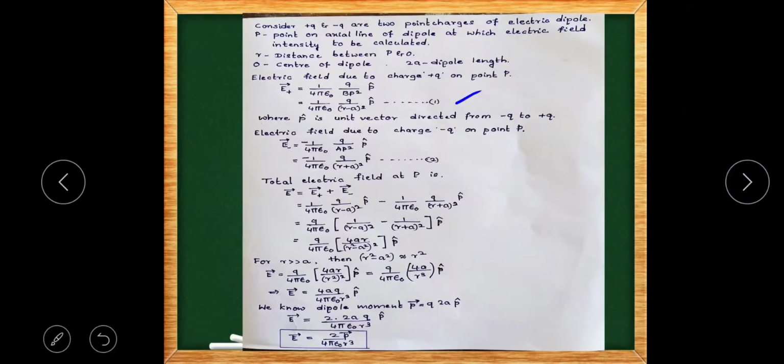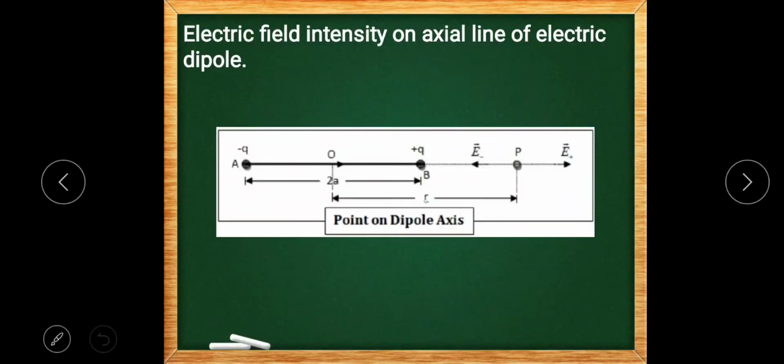Similarly, you have to calculate the electric field due to charge minus q at point P. So the expression is E minus equal to minus 1 by 4 pi epsilon naught, q by AP square, into p cap. Here you have to calculate the electric field at point P due to charge minus q. Hence the distance between them is AP square. AP square equal to r plus a whole square. So this much distance is r here and this much distance is a.